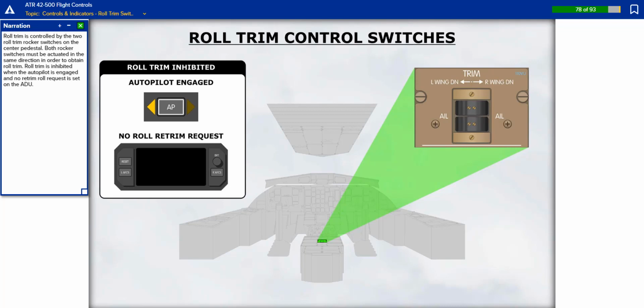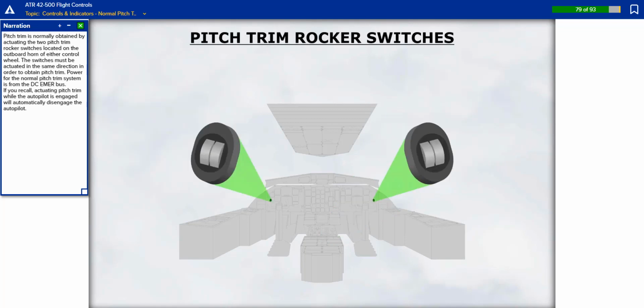Roll trim is controlled by the two roll trim rocker switches on the center pedestal. Both rocker switches must be actuated in the same direction in order to obtain roll trim. Roll trim is inhibited when the autopilot is engaged and no retrim roll request is set on the ADU.